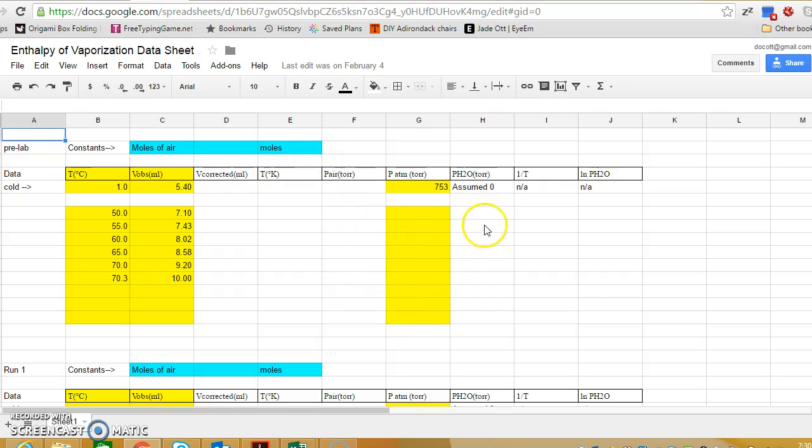We'll know what atmospheric pressure is, and the difference between these two, the pressure of the air and the total pressure, will give us our pressure of water at that particular temperature. And then we have our other columns for doing our graph. That's it.